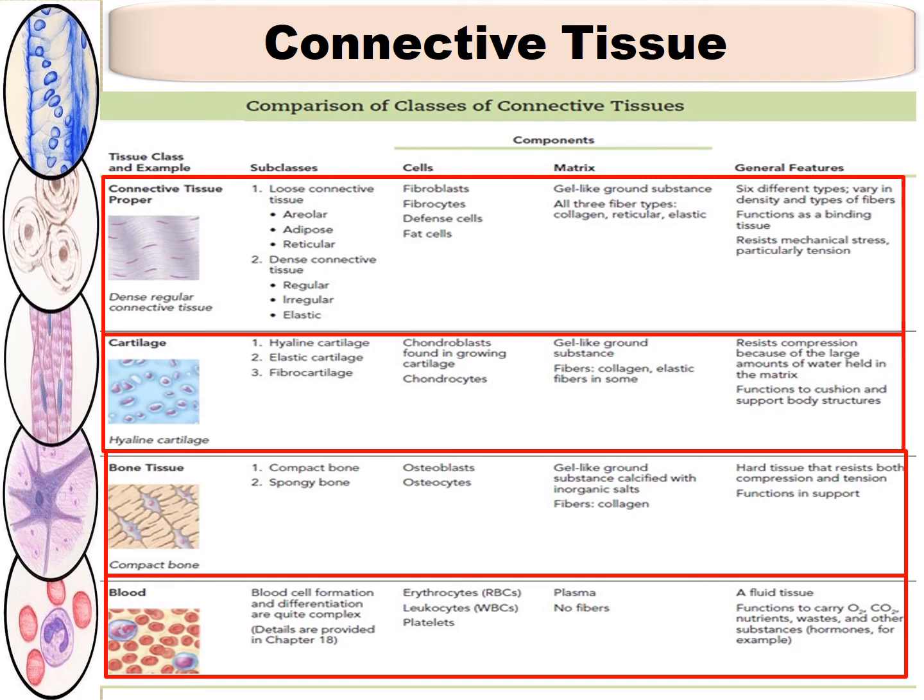And if we discuss the general features of the blood, it is a fluid tissue and it functions to carry oxygen, carbon dioxide, nutrients, wastes, and other substances like hormones and other nutritive materials.